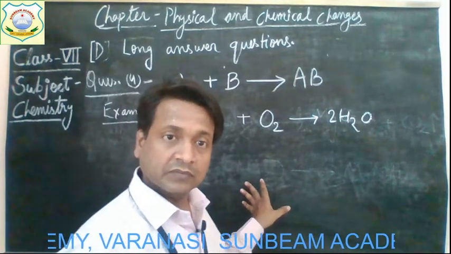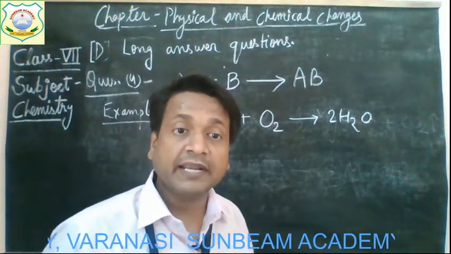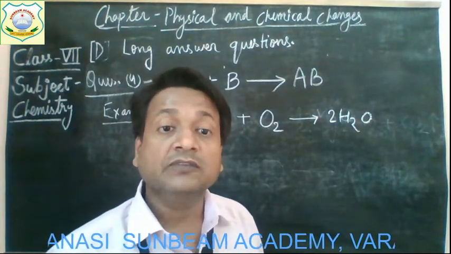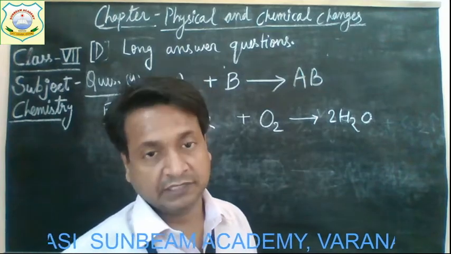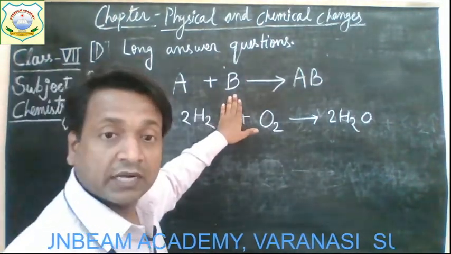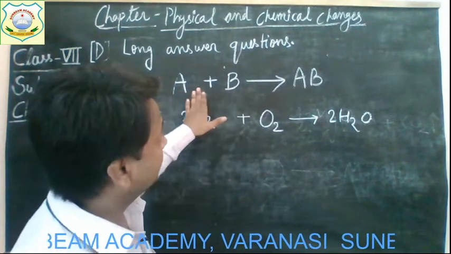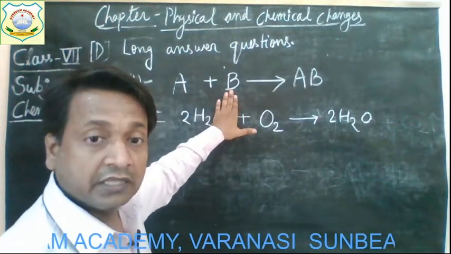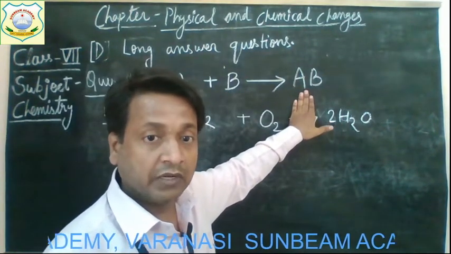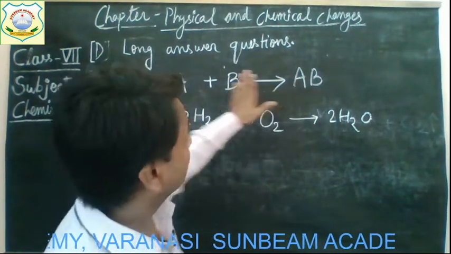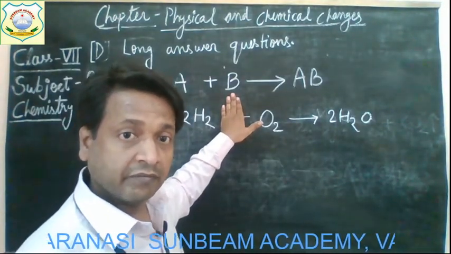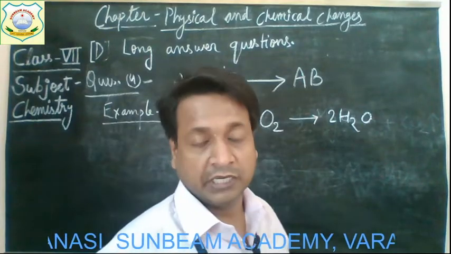Alright. Now the second difference you can write as, in combination reaction, that compound is formed from simpler substances. Okay, as here you can say that A and B, these two are the simpler substances, and when they both are going to react together, they are going to form a compound. So this AB is a compound, and how this compound forms? From these two simpler substances. Get it? Now come to the decomposition reaction.